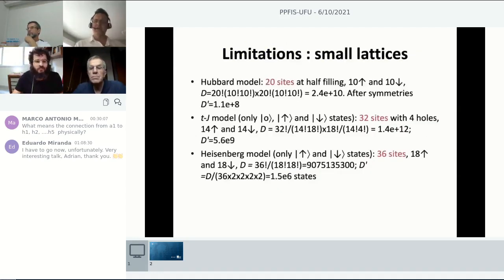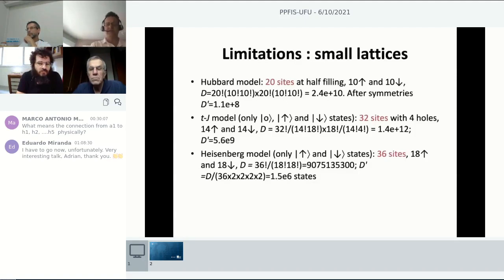I'm sure these numbers are outdated, but for the Hubbard model, for instance, with 20 sites, we can solve, for instance, the case with 10 electrons up, 10 electrons down. The dimension of the Hilbert space is huge, it's 2.4 times 10 to the 10. But after symmetries, this can be reduced to 100 million states. So imagine you have to analyze a matrix that is 100 million by 100 million. So the number of matrix elements is 10 to the 16.